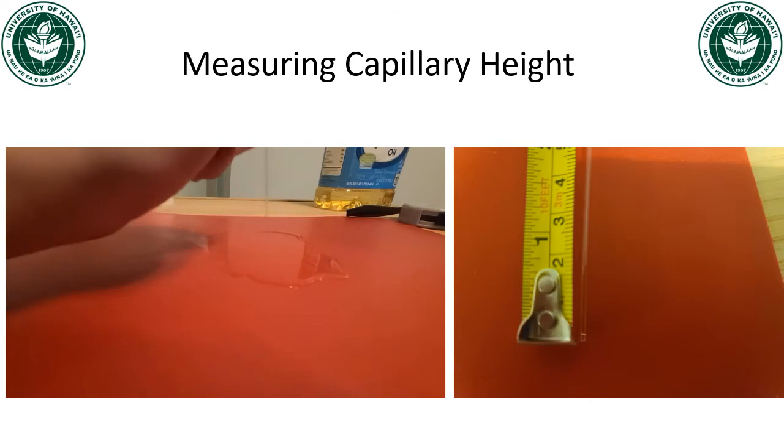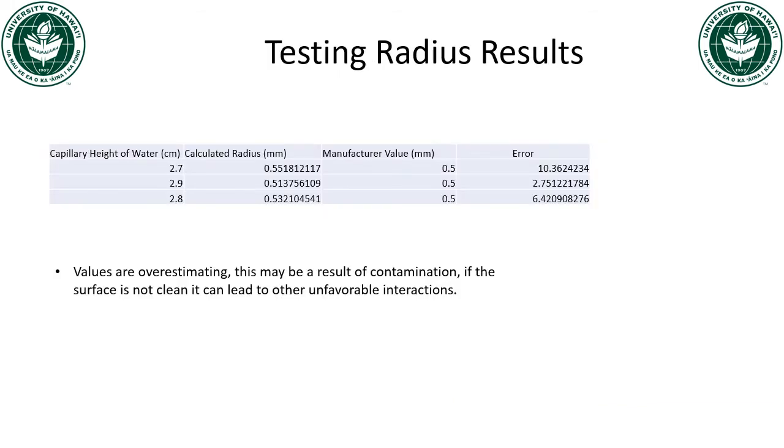And then after inserting it into the liquid, I'm going to measure the height that the liquid transferred up. And we can see after I calculate the experimental radius, that it differs from the manufacturer's radius, and we can see that I get an error of upwards of 10%.